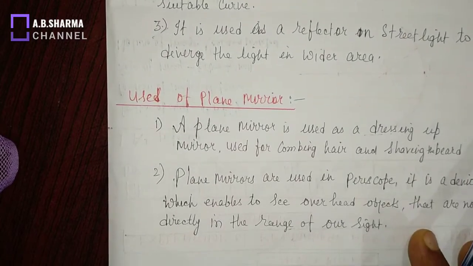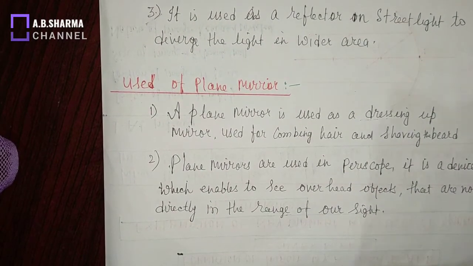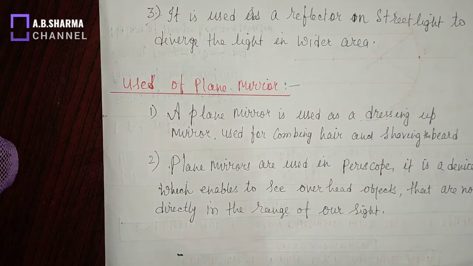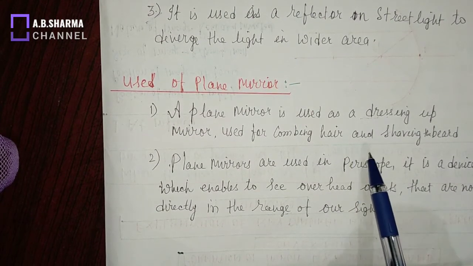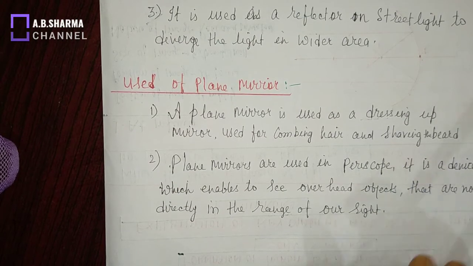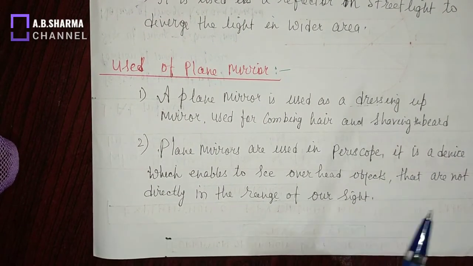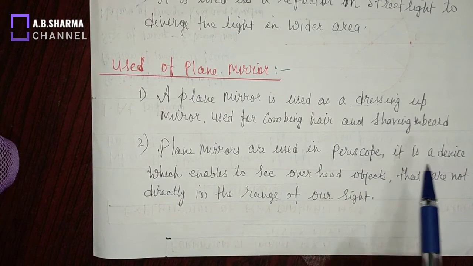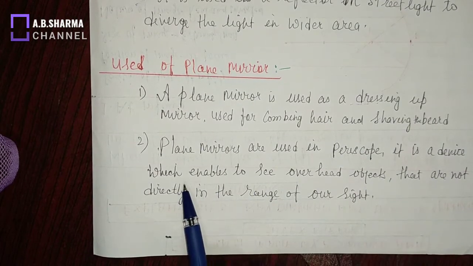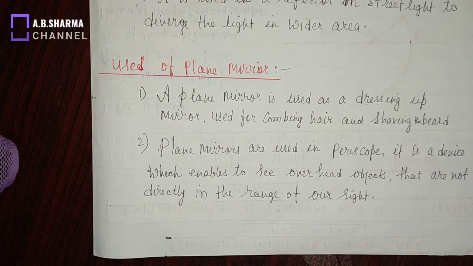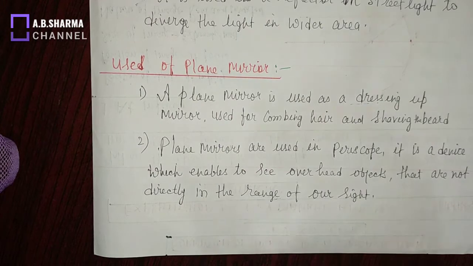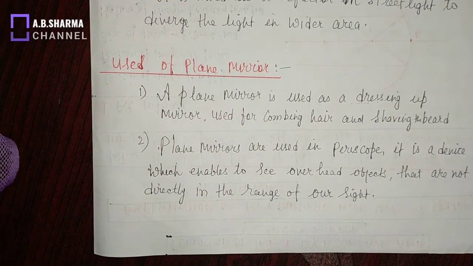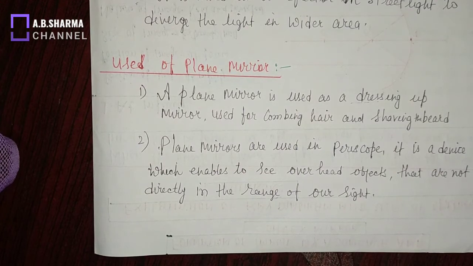And the uses of plane mirrors. Plane mirrors are very simple mirrors which we use for dressing up, combing, and it is also used for shaving the beards. And one more important use of plane mirror is that it is used in a periscope. Periscope is a device which enables us to see overhead objects that are not directly in the range of our sight. Periscope is used in submarines. So these were the uses of the spherical mirror.